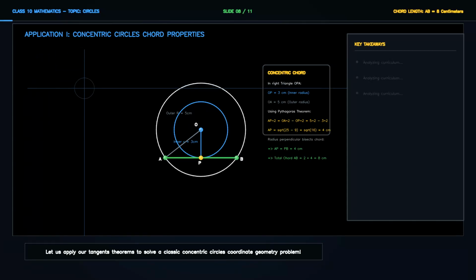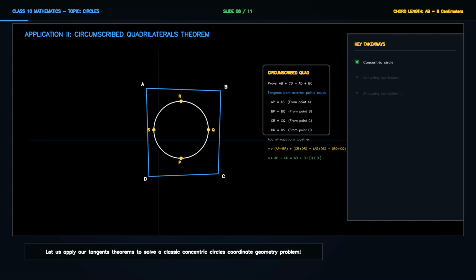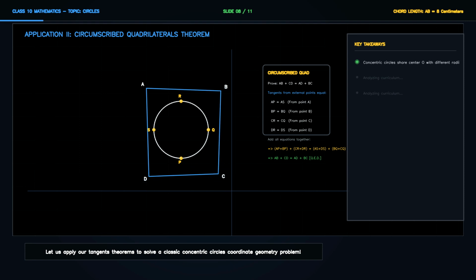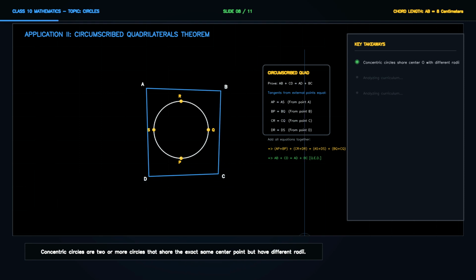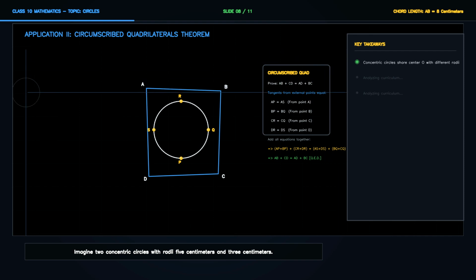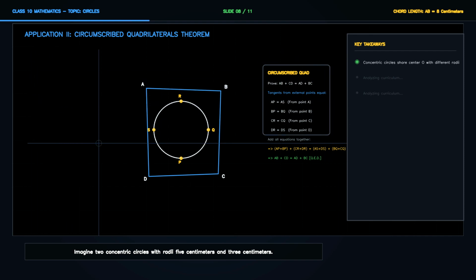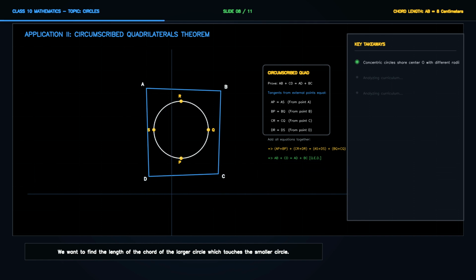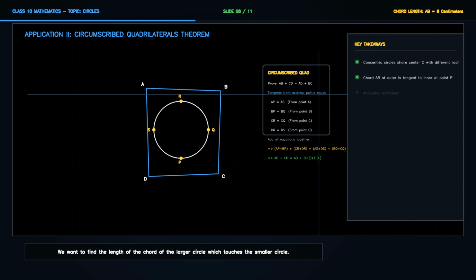Let us apply our tangent theorems to solve a classic concentric circles coordinate geometry problem. Concentric circles are two or more circles that share the exact same center point but have different radii. Imagine two concentric circles with radii 5 centimeters and 3 centimeters. We want to find the length of the chord of the larger circle which touches the smaller circle. Tracing the visual on your screen, let the chord be AB, touching the smaller circle at P.